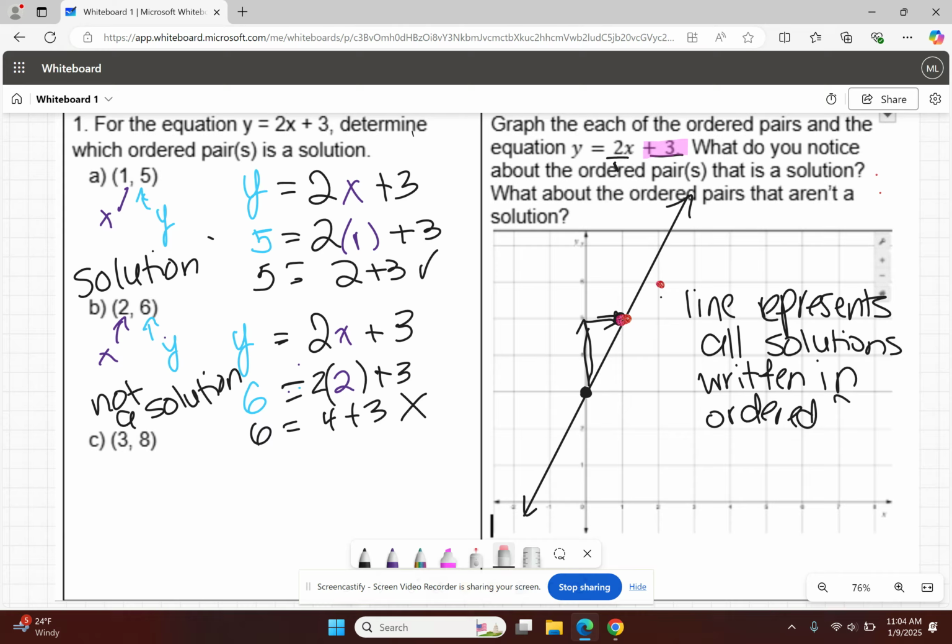So hopefully now you have an idea of how to find out if an ordered pair is a solution to a linear equation, both by graphing the equation and seeing if that ordered pair is on the line you just graphed, or by confirming it mathematically, to see when you substitute the y and x values whether you get a true mathematical statement. That's all for today.